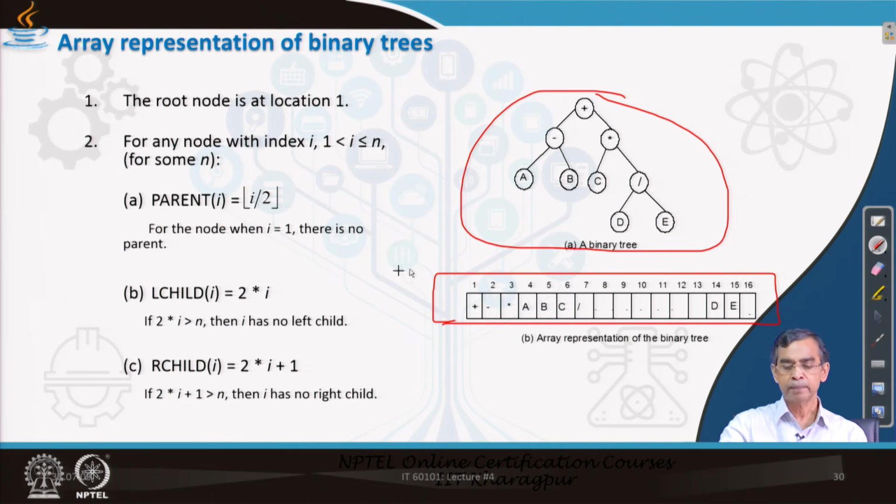Now, again, this formula considers indices 1 to n, with the index starting from 1. If the index starts from 0, the formula needs to be modified accordingly. So 2 star i is fine, but here it is 2 star i plus 1 instead of 2 star i minus 1, and you can verify that formula again. If the index starts from 0 versus 1, only this formula changes like this.